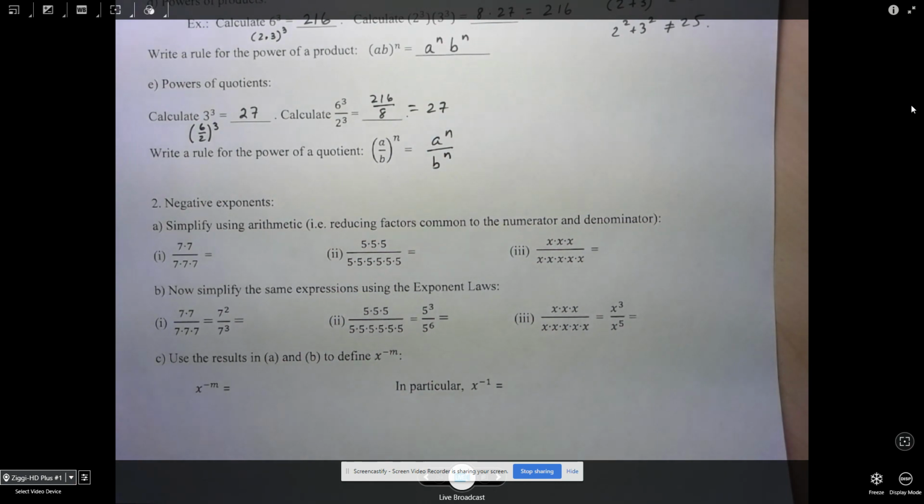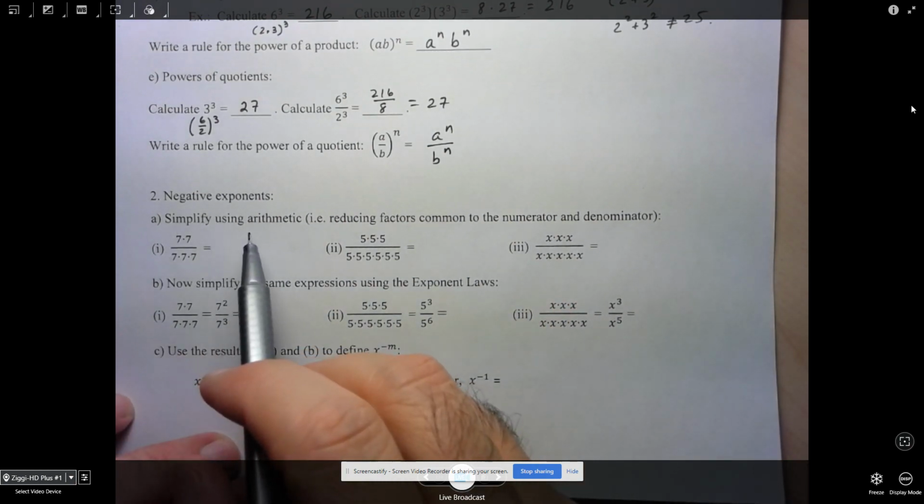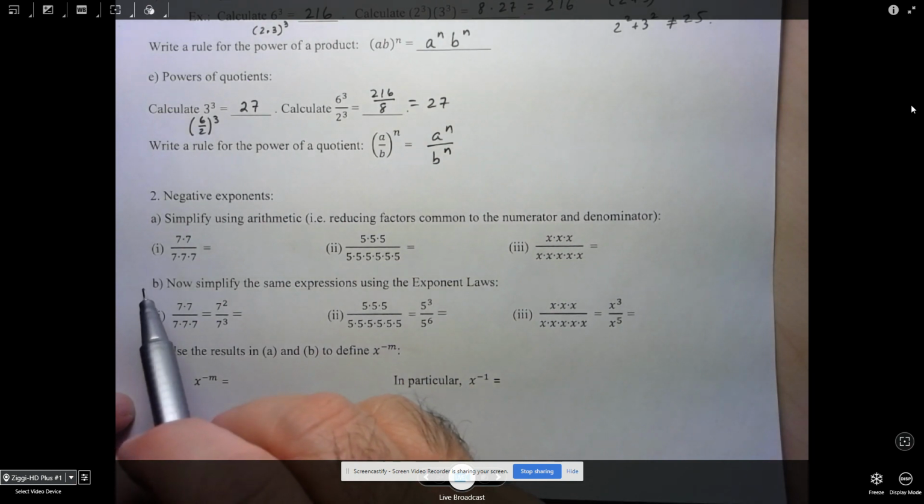All right, so we're back. So let's see what process they take us through. So the first thing they ask us to do is use arithmetic to reduce or simplify this expression. So, what do they mean?